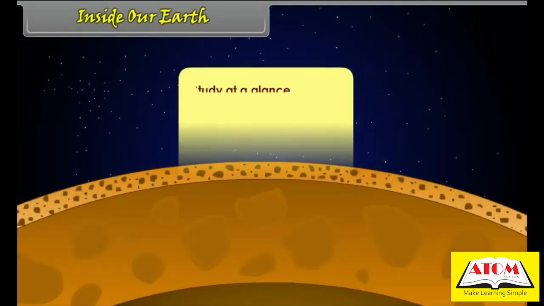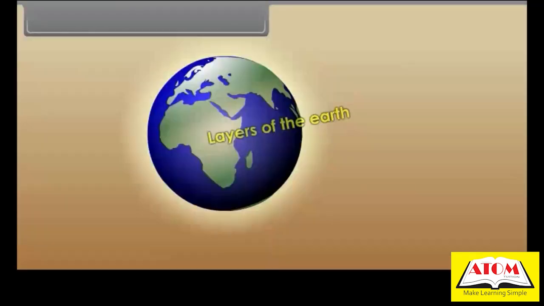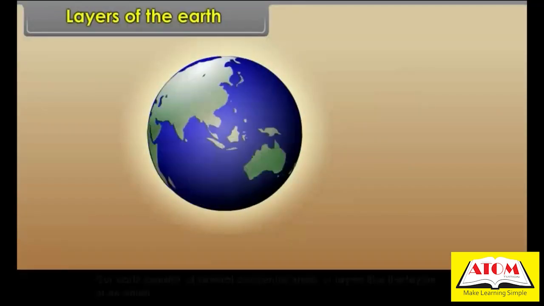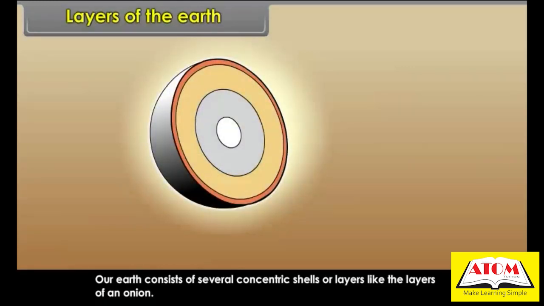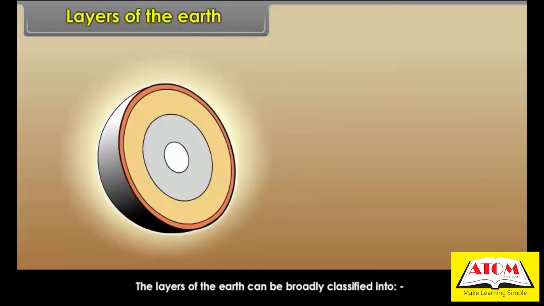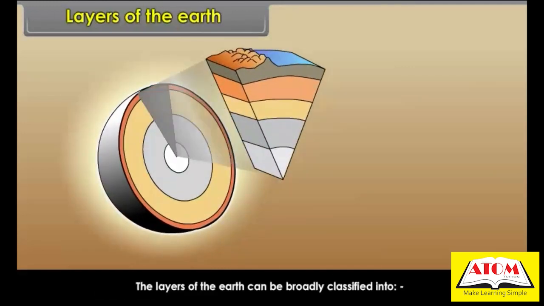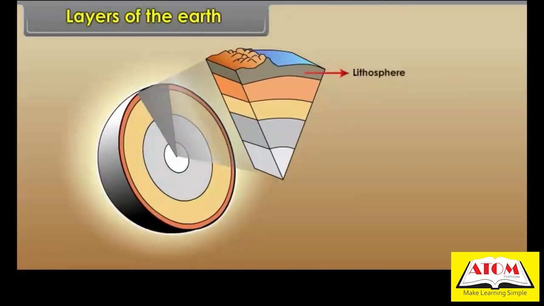Study at a glance. Layers of the Earth, rocks and minerals, rock cycle. Layers of the Earth. Our Earth consists of several concentric shells or layers, like the layers of an onion. The layers of the Earth can be broadly classified into lithosphere, mantle and core.